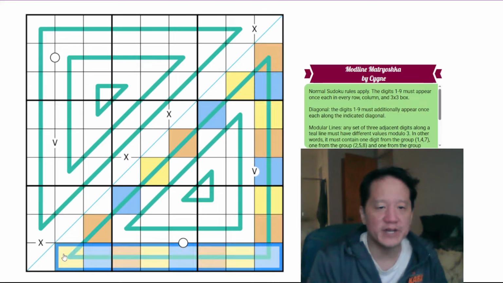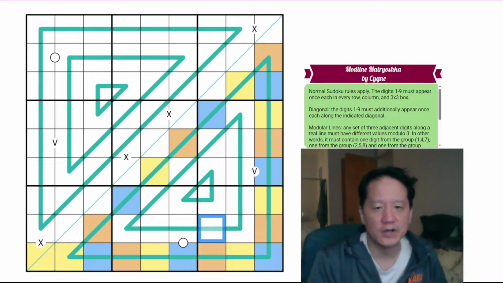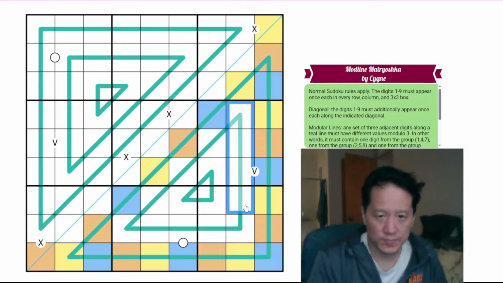So that means the remaining set left in row 9 has to be yellow. So this is yellow. Sorry, it has to be orange. It's orange there. And this must be yellow in column 9.